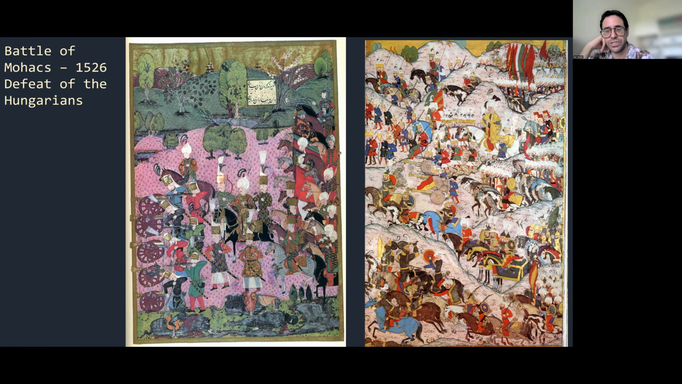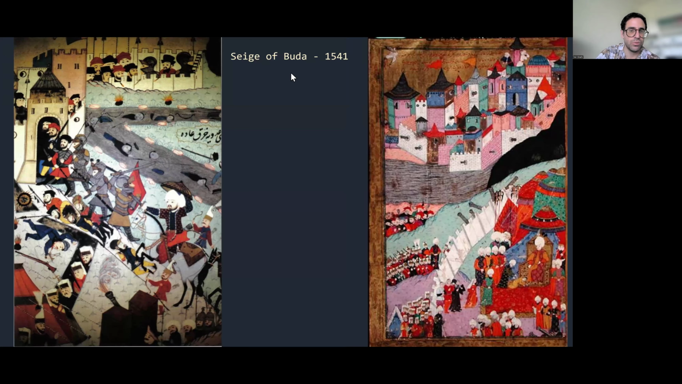At the Battle of Mohacs, he completely destroys the Hungarian army, which is based off of, again, knights marching on horses, heavily armored, and in the face of cannons and arquebuses, they are completely destroyed. The Hungarians collapse, and Buda, the capital of Hungary, is taken in 1541 after a siege. And Buda becomes an Ottoman holding for the next 100 years or so, 150 years.